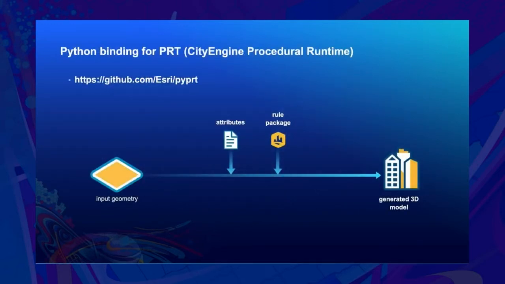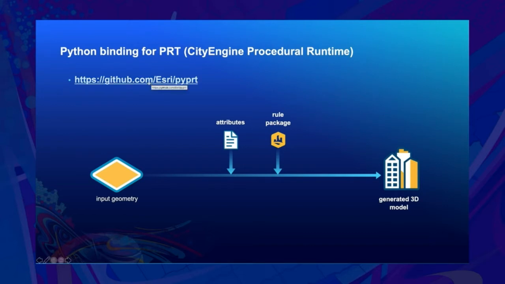So PyPRT, like I said, these are Python bindings for the PRT, for the CityEngine procedural runtime. What this does is it lets you input a geometry, choose some attributes, load a rule package, a CityEngine rule package, and out of that generate a 3D model. This 3D model is generated as a scene layer package and can then be uploaded to ArcGIS Online, where it becomes a scene layer that can then be consumed in the platform.